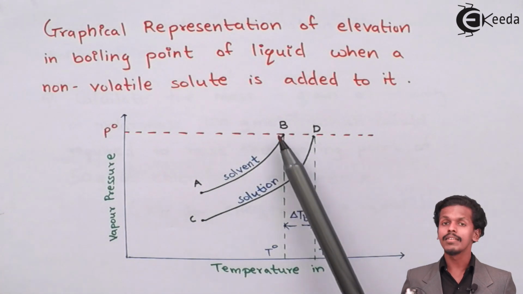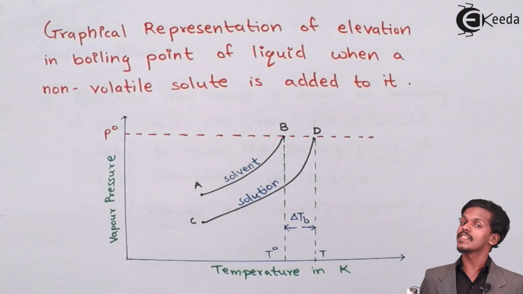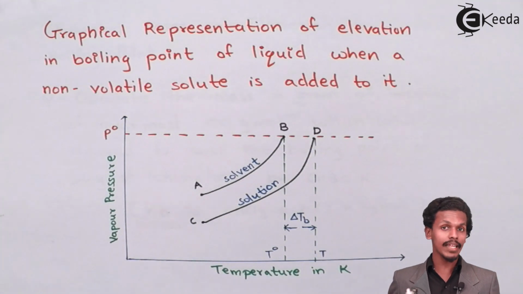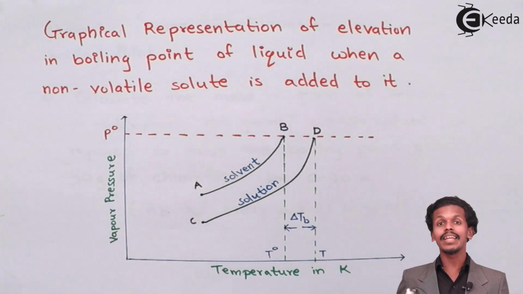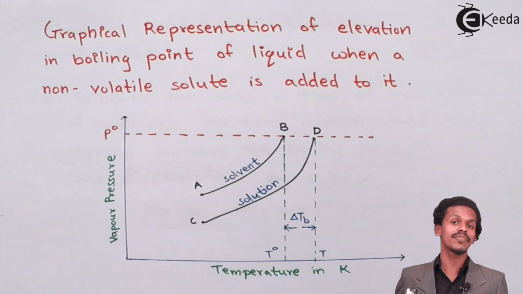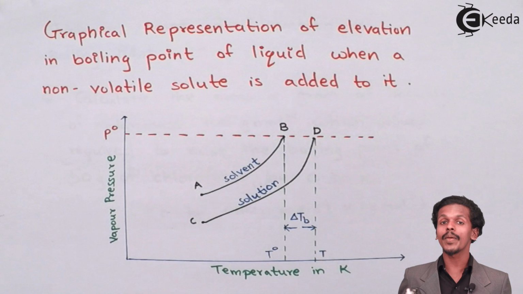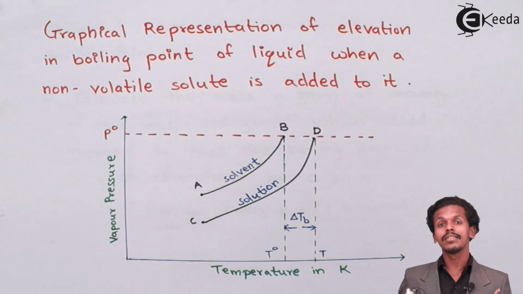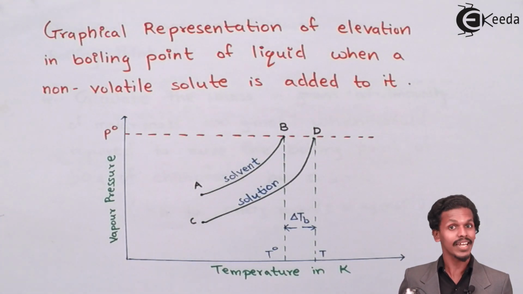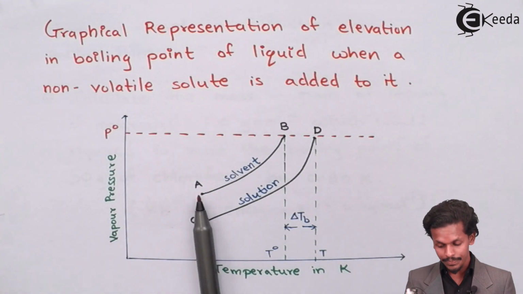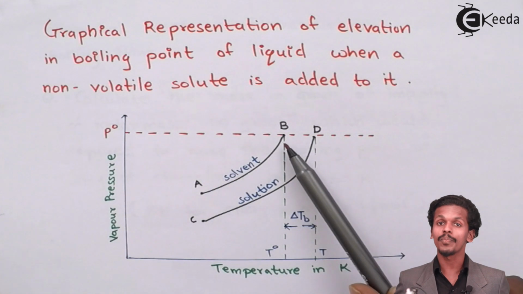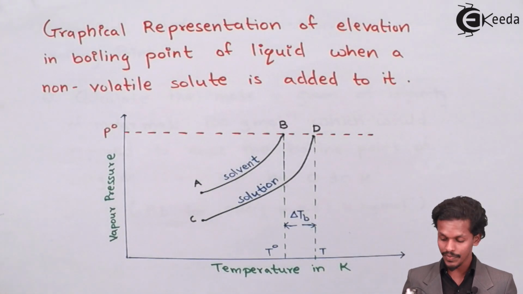It will reach a point of P naught, and this P naught is nothing but the pressure of 1 atmosphere, which means that you are converting a liquid by raising its vapor pressure to 1 atmosphere. When the vapor pressure is less than 1 atmosphere, it is in liquid state. So to make it 1 atmosphere, we have to take the help of temperature, and hence we are increasing the temperature so as to make the vapor pressure of the solvent reach P naught, the vapor pressure of pure solvent, that is 1 atmosphere.